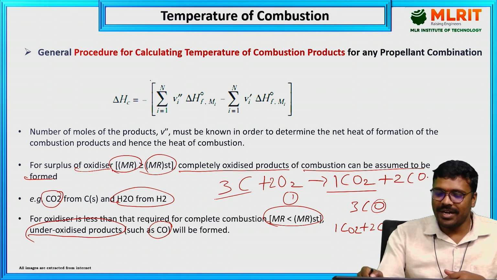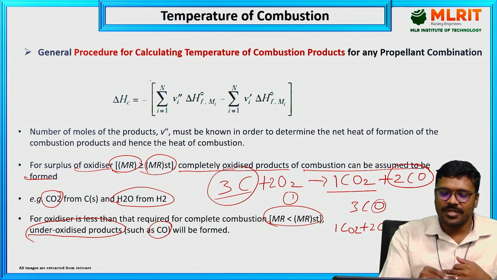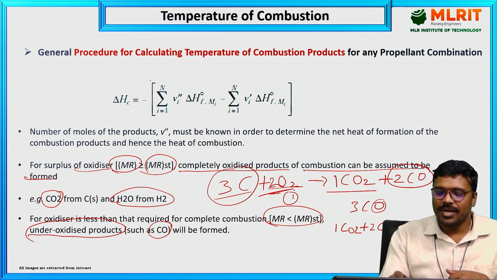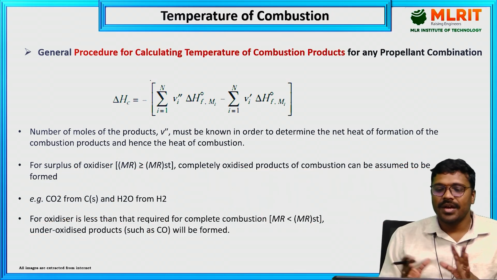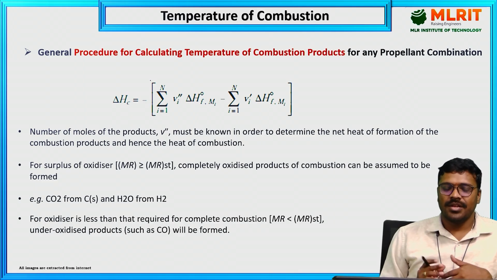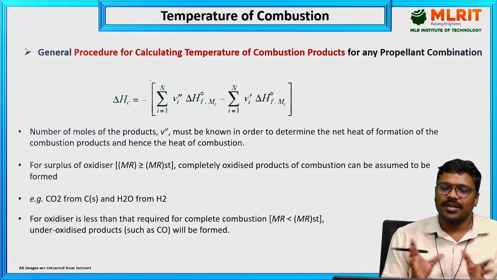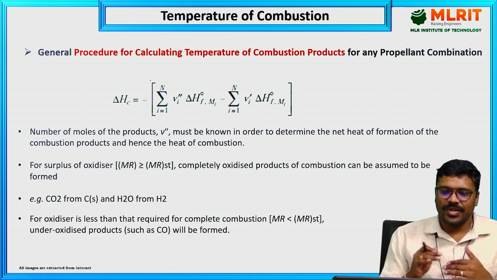So it is an underoxidized product. If you provide less oxygen, carbon atoms are 3 moles, but oxygen has to be 3 moles. But we supplied only 2 moles here. So underoxidized products like carbon monoxide will form. Let us see how this reaction happens at different conditions, oxidizer rich conditions, fuel rich conditions and stoichiometric reaction. The products formed will be different. That we are going to discuss now.